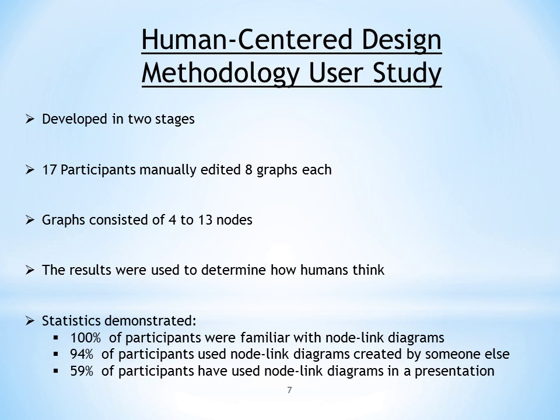The human-centered design methodology was used in a user study that was developed into 2 stages. The first stage was comprised of having 17 participants manually edit 8 randomly chosen network layout graphs, using any technique desired until the graph looked good. Before the participants could start, a brief survey was administered so that the proctors could measure the level of experience amongst the group. The graphs presented to the group were small, only ranging between 4 and 13 nodes, that were purposely disorganized and not aesthetically appealing.